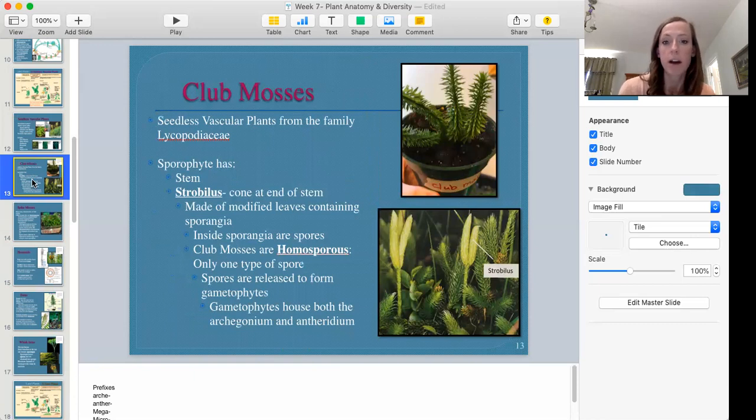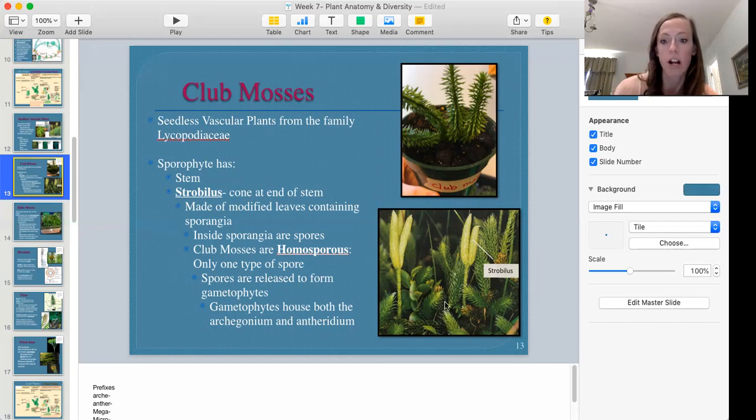So first, let's talk about club mosses. Club mosses are seedless vascular plants. The sporophyte is going to be the dominant structure right here, and it will produce a small stem that has these cone-like structures called strobili. Strobilus is singular. Strobili is plural. So these strobili then will have little modified leaves called sporangia, and inside the sporangia are where the spores develop.